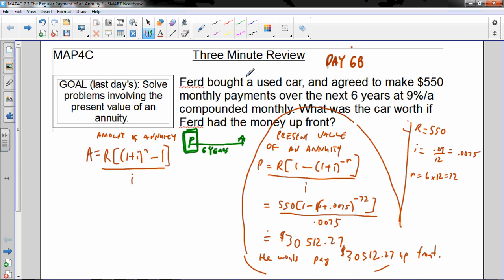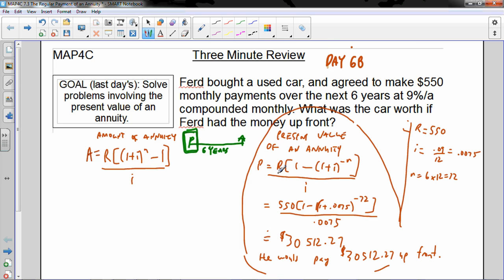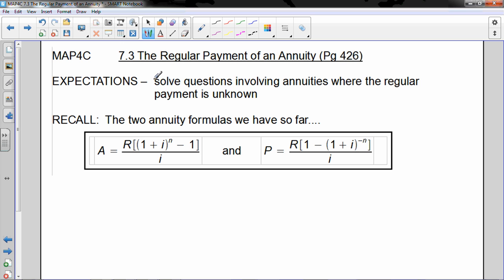All right, so what are we doing? What are we up to today? Well, the name of the lesson is regular payment. So what we're going to do is we're going to end up finding R in these formulas. And it's a bit of a pain with all this stuff around. So what we'll do is we'll use some of our skills from the last couple of chapters to rearrange these formulas and get new ones. And that's what we're up to today. The expectation: solve questions involving annuities where the regular payment is unknown.